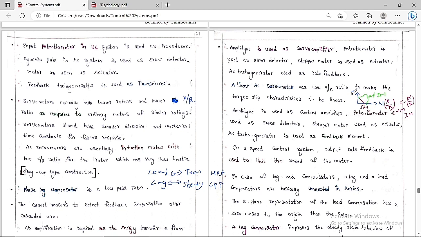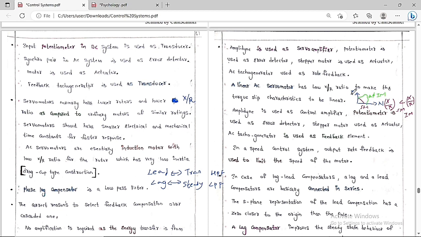The next point is, amplidyne is used as the control amplifier, whereas the potentiometer is used as the error detector, whereas the stepper motor is used as the actuator, whereas the AC tacho generator is used as the feedback element.